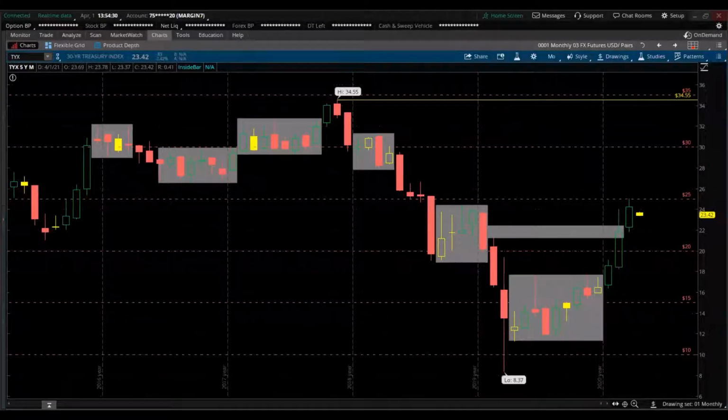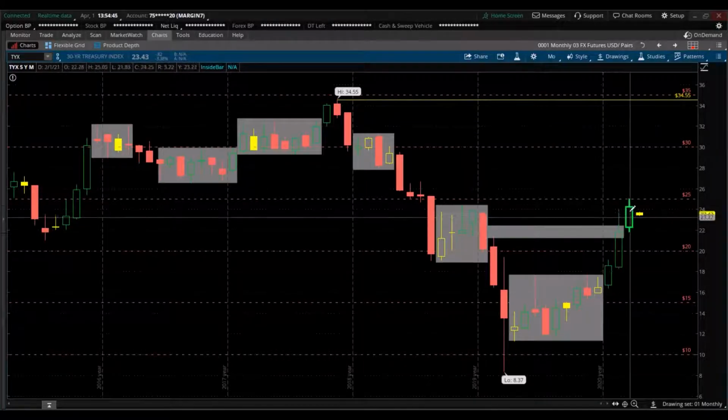It's Thursday, April 1st, 1:54 p.m. New York time. Since it's the first day of the new month, we'll look at the prior monthly charts. That means each candle is a monthly period. So this prior candle here is the whole trading month of March.